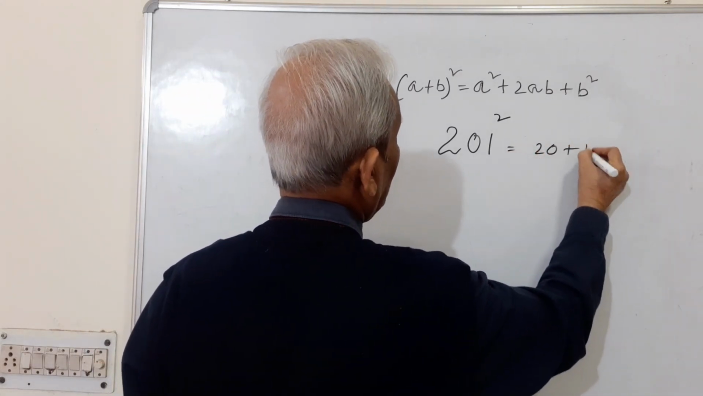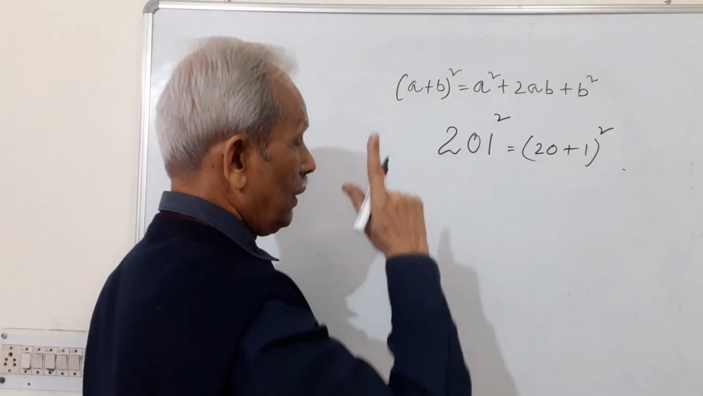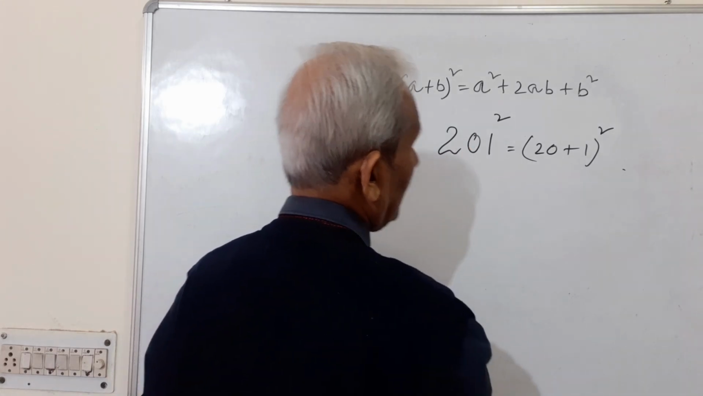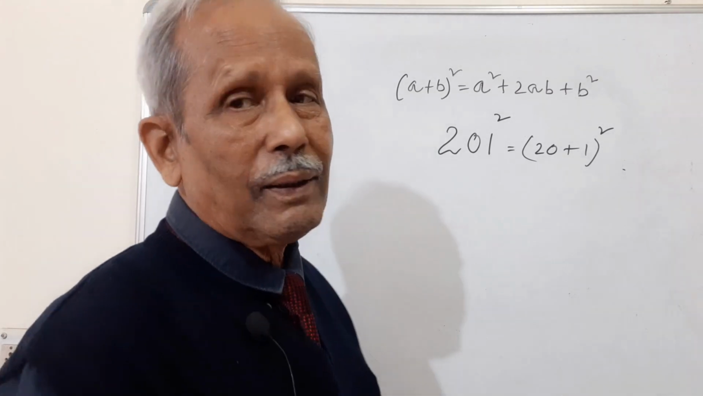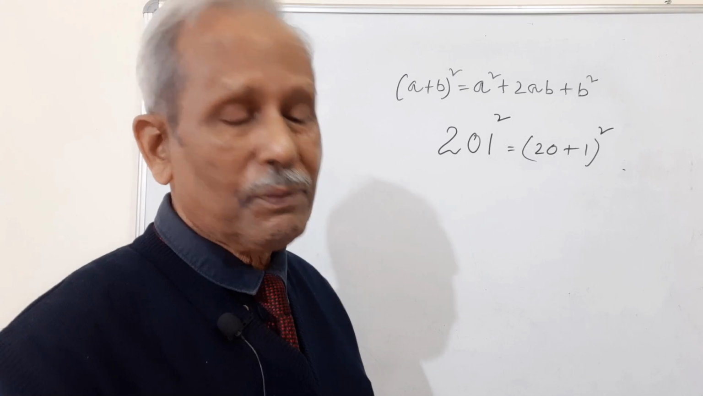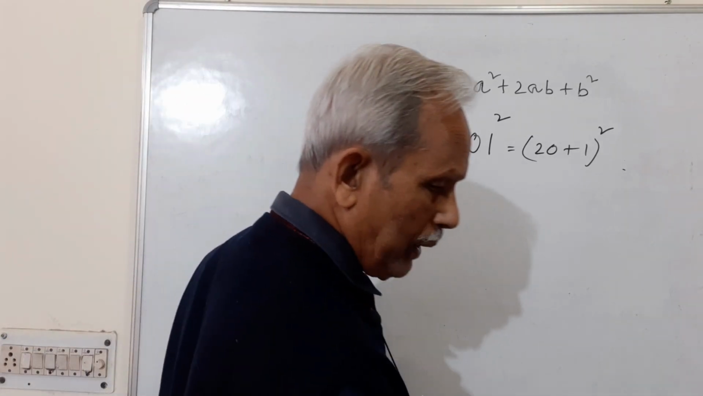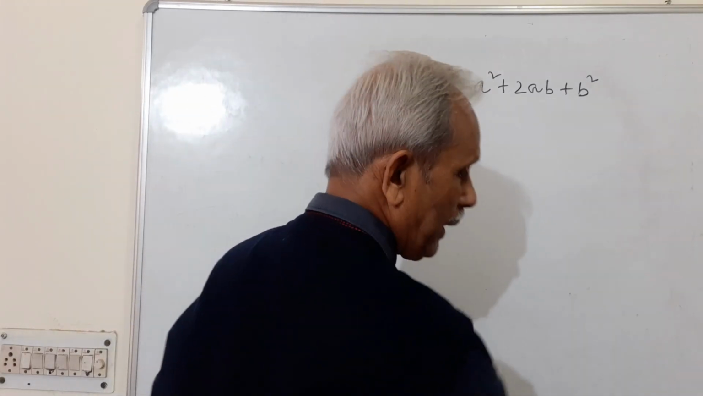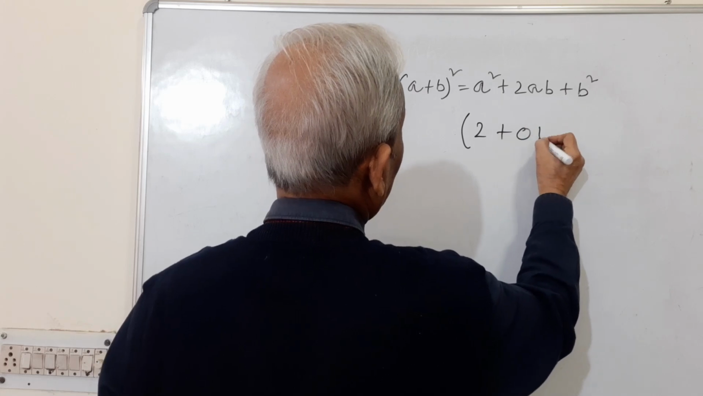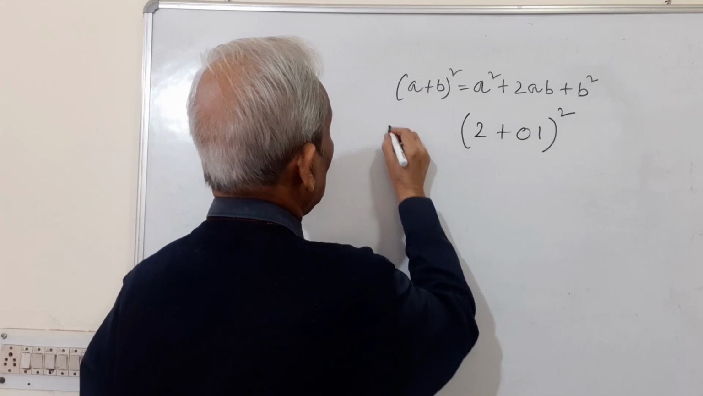So let me take A as 20 and B as 1, so A plus B whole square. But the only thing is this, when you set 20 here, how many zeros are there in the base? This is the one part which is very, very important, which you have to remember. So I'll first do it the other way around, so that will make things more clear. Here, 2 plus 0 1 square, the 201. And the question was 201 square.